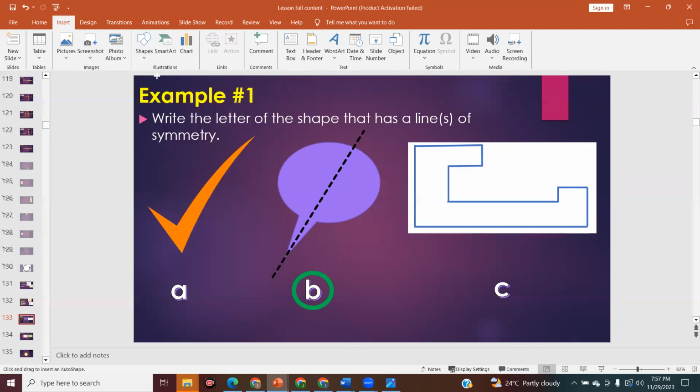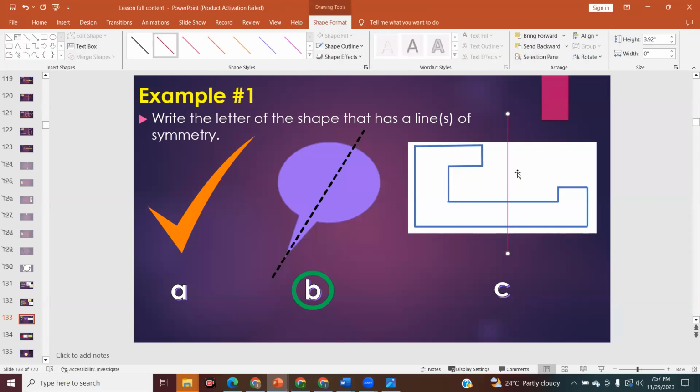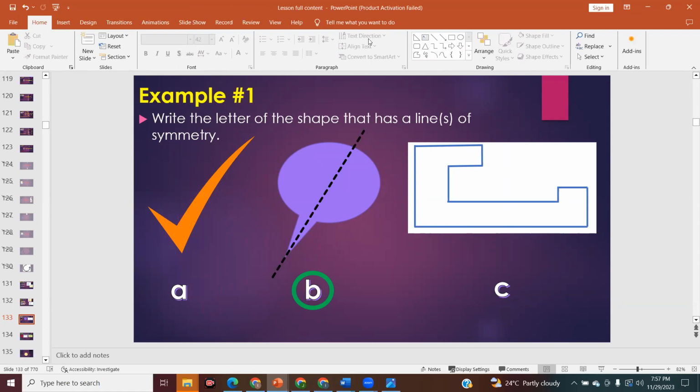If we put a line on this one, are both sides identical? No, sir. That's why it doesn't have a line of symmetry. How about if we put a line through this? Are both sides identical? No, sir. And so that's why we say that only B has a line of symmetry. Make sense? Yes, sir.